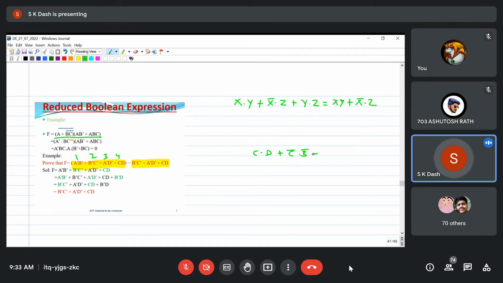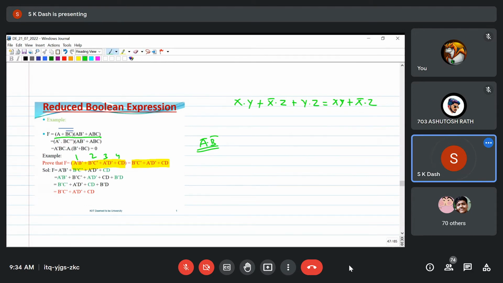So here I can apply the consensus theorem. But with the help of that, what can I remove? I can remove B bar dot D, but that is not the target. What I want to remove is A bar dot B bar. If I apply the consensus theorem to the second term and fourth term, I can remove B bar dot D. So it is not possible.